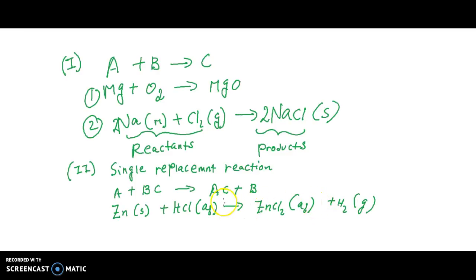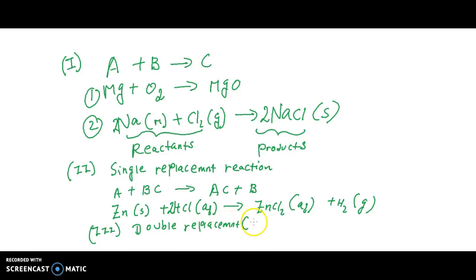Again, like I said, the equation always has to be balanced. So we have 2 chlorine and 2 hydrogen, so I'm going to put another 2 here, so that way we can show a single replacement reaction. And the third type of reaction is going to be a double replacement reaction. I'm going to write down a double replacement.